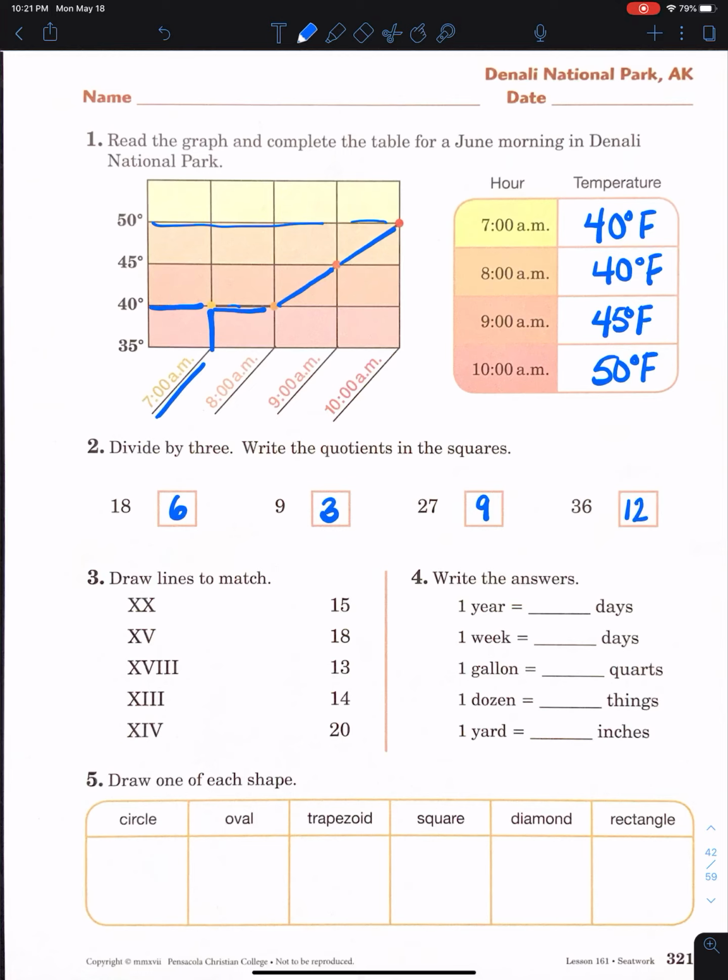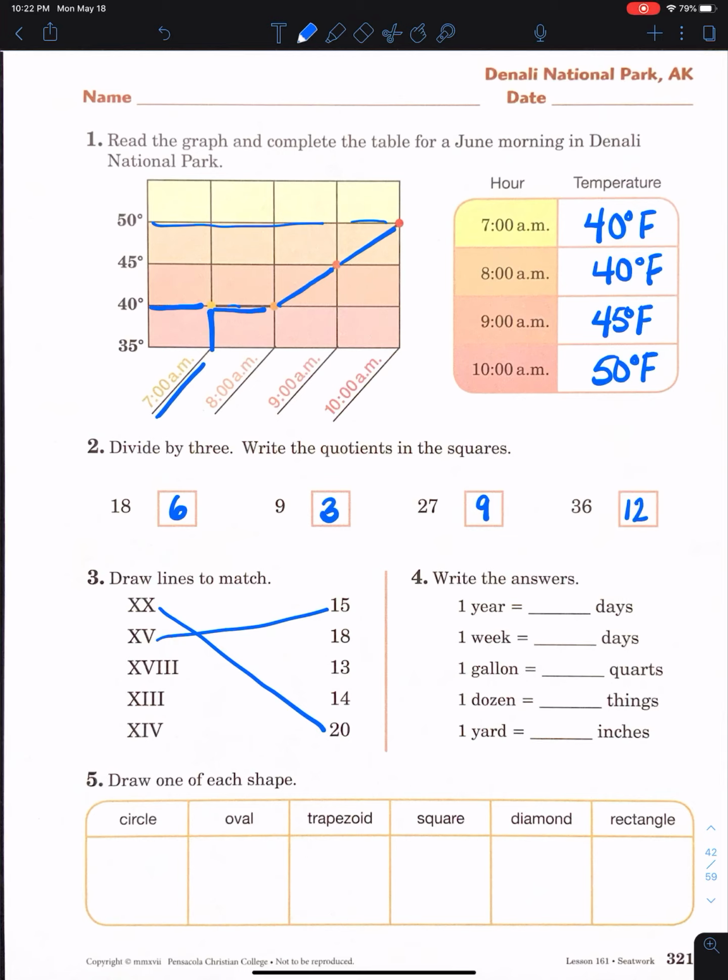All right, back to some Roman numerals we haven't practiced in a while. Go ahead and pause the video to complete this if you didn't already, and then push play to check your work. All right, XX, that's 10 plus 10 is 20. XV is a 10 and a 5. 10 plus 5 is 15.